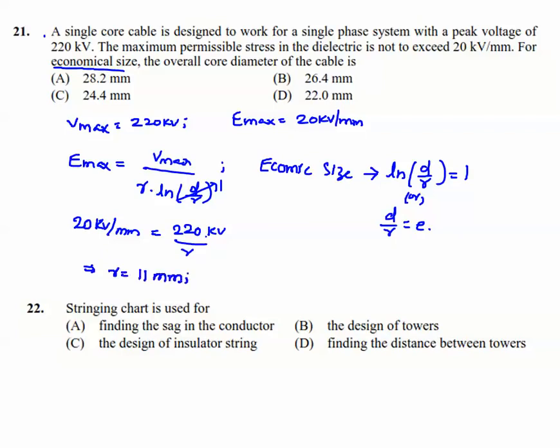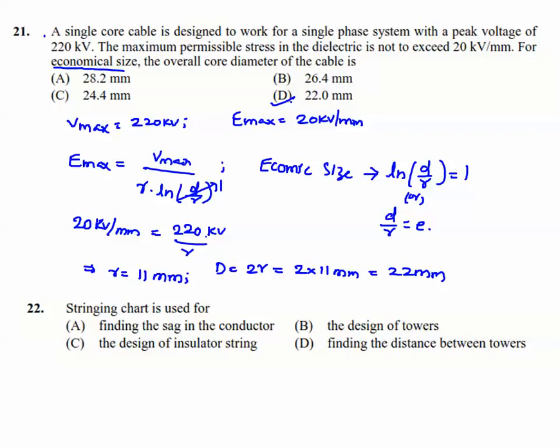In the given question, we need to find the diameter. So D is nothing but 2 times the radius. This is equal to 2 into 11 millimeters. This is nothing but 22 millimeters. Okay, and the suitable answer is option D here.